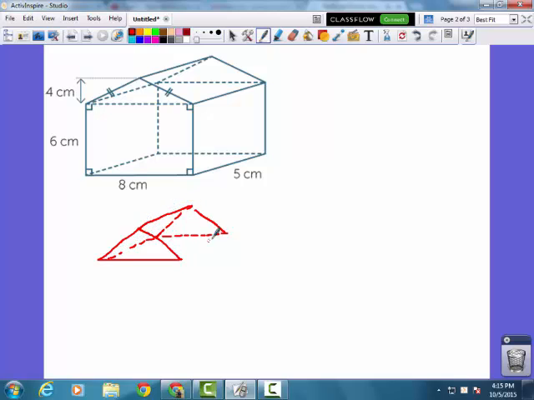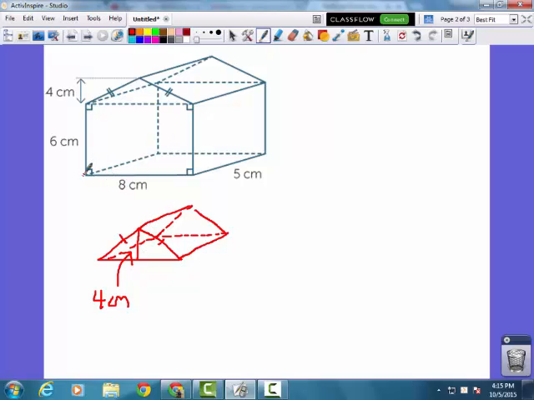Connect, connect, connect. Now they've shown that these two little lines here mean that these two sides are the same. This one and this one are the same. They've shown that the height here is equal to 4 centimeters. The height is 4 centimeters.